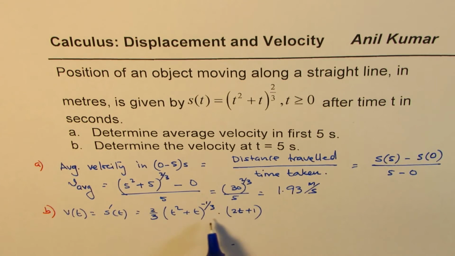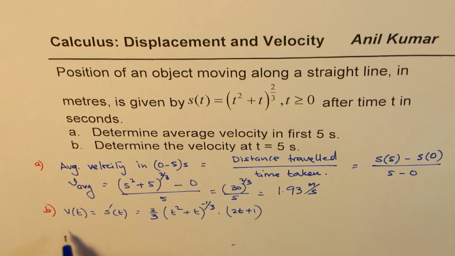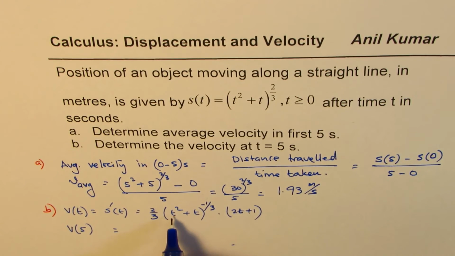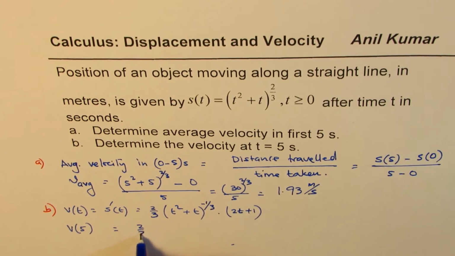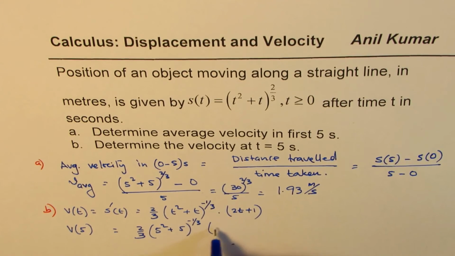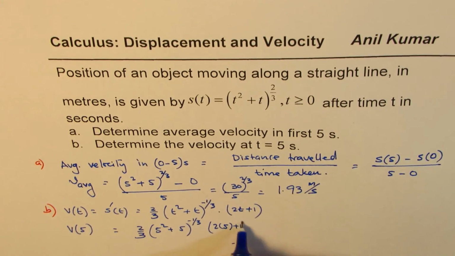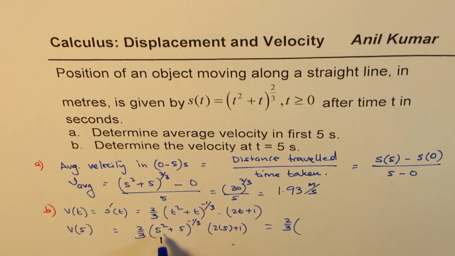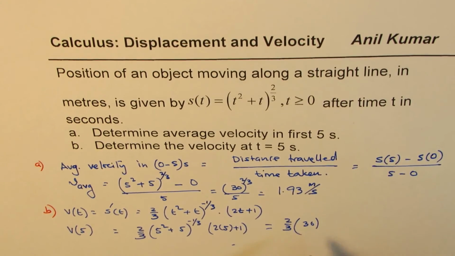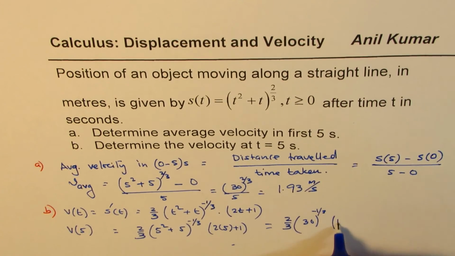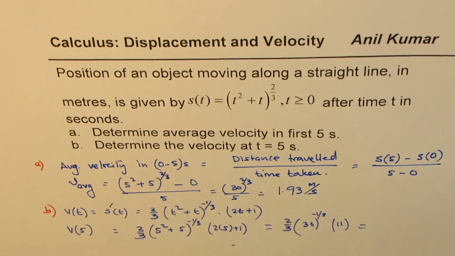Now we need to find the velocity at 5 seconds, so we need not even simplify. Let's replace t with 5. So we get 2 over 3 times (5² + 5) to the power of minus 1 over 3, times (2 times 5 + 1). In a way, we have 2 over 3, this is 25 plus 5, which is 30, to the power of minus 1 over 3, times 10 plus 1, which is 11.